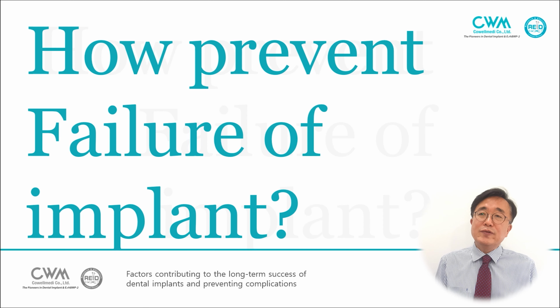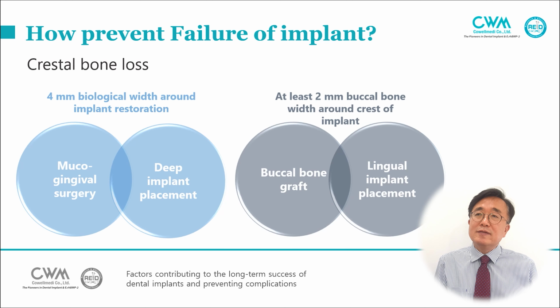How to prevent failure of implants? First, crestal bone loss has to be prevented. A 4 mm biological width around the implant restoration has to be maintained. So we have to do mucogingival surgery and deep implant placement in bone. There should be at least 2 millimeters of buccal bone width around the crestal implant. So we have to do buccal bone graft and lingual implant placement.